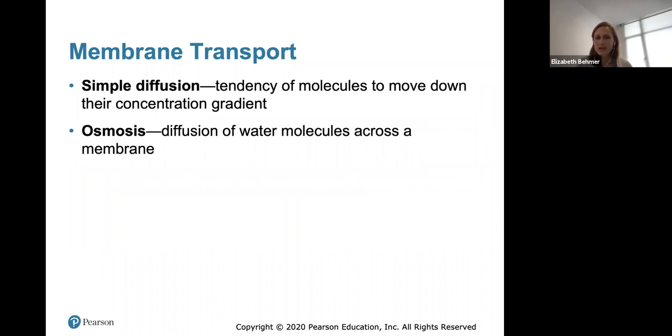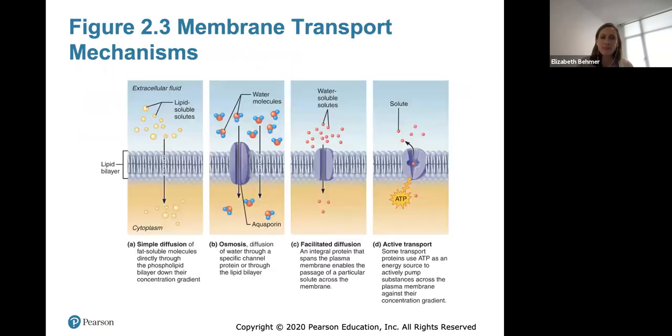Membrane transport either moves through simple diffusion or osmosis. Simple diffusion is the tendency of molecules to move down their concentration gradient from an area of high concentration to low concentration. And osmosis is the simple movement or diffusion of water molecules across a membrane. And here's a look at simple diffusion, things moving from an area of high to low concentration. Osmosis is the diffusion of water, and water gets through your plasma membrane by going through what we call an aquaporin. Facilitated diffusion uses a carrier protein to help things get through from an area of high to low concentration.